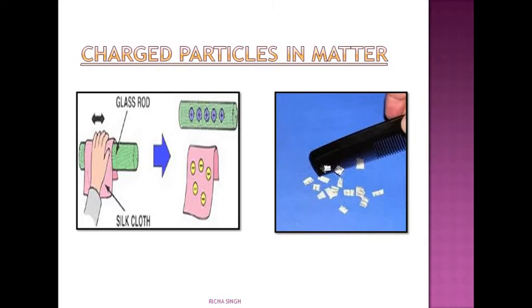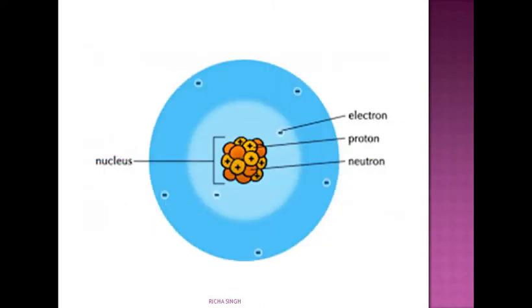So from these activities we can conclude that when two objects are rubbed together they become electrically charged. And from where has this charge come? The answer to this question is that the atom is divisible, and the charges have come from the atom only. Then many scientists contributed in showing the presence of charged particles in the atom. Let's see each of the particles.